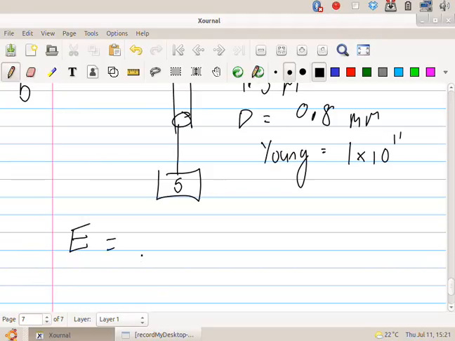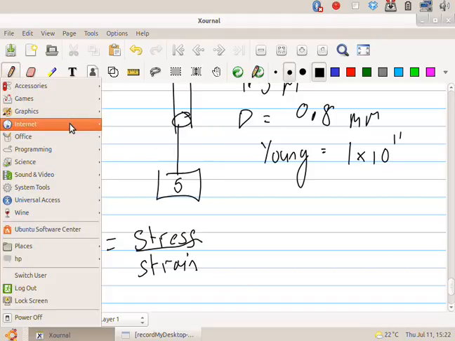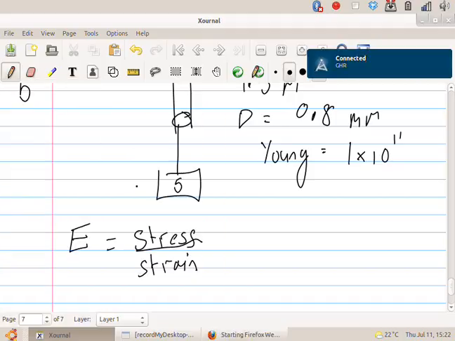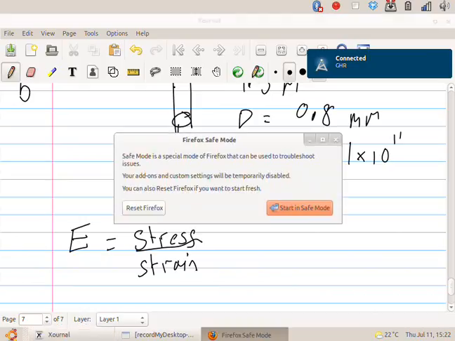Stress over strain. Or is it strain over stress? Stress over strain. Stress over strain, isn't it? It's not strain over stress.